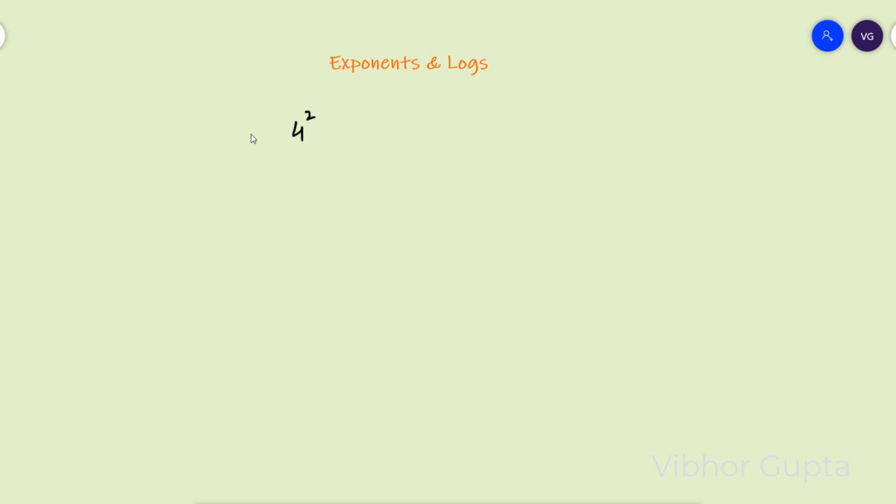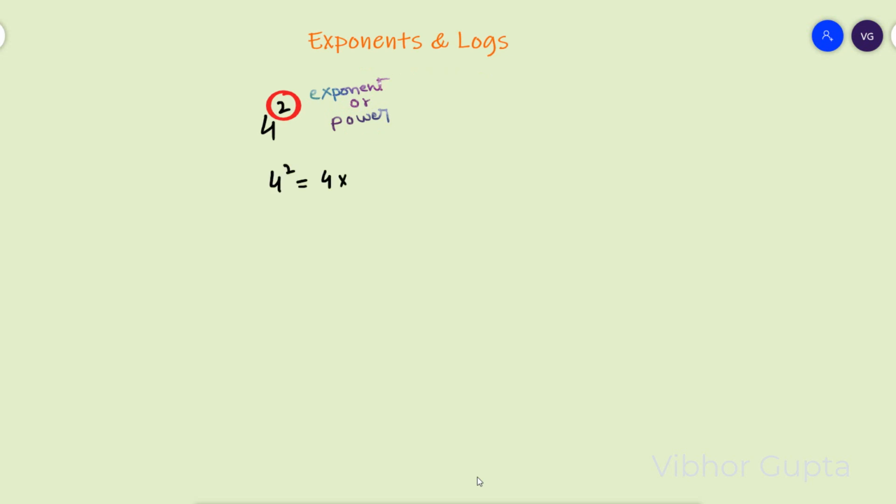So if I say 4 square, it means this 2 here is the exponent or power, right? And it indicates how many times we should multiply a number by itself. So this 2 is indicating that we multiply 4 with itself 2 times. So it would be 4 into 4, right? If I say 4 cube, so 3 means multiply 4 by 4 3 times. So 4 into 4 into 4. Okay, if I say 4 with exponent minus 2, then it means 1 divided by 4 into 4. Okay, and if I say 4 to the power 0, it would always be 1.